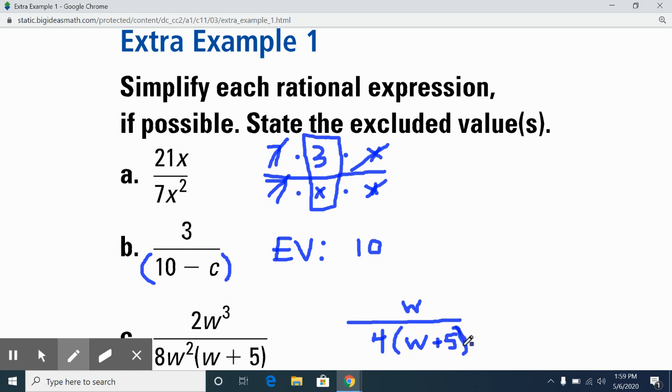Okay, sorry, this is difficult. So I'd have w plus 5 on the bottom. So this would be my final answer, my simplified answer. Now my excluded values this time, I have 2.